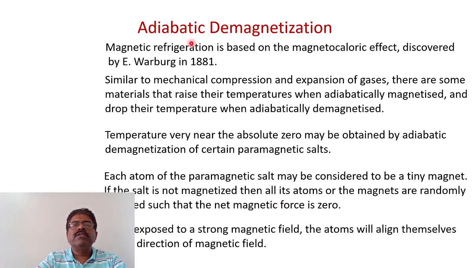Now let us go to the second type that we are going to study here, that is adiabatic demagnetization. Okay, so let us try to understand what is actually adiabatic demagnetization and how it is used to obtain very low temperatures. Now, magnetic refrigeration is based on the magnetocaloric effect, and it was discovered for the first time by E. Warburg in 1881. So, magnetocaloric effect. So, definitely some magnetization, demagnetization and heat exchange are involved here.